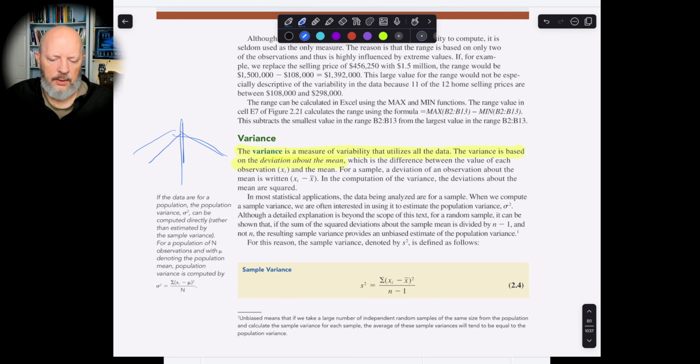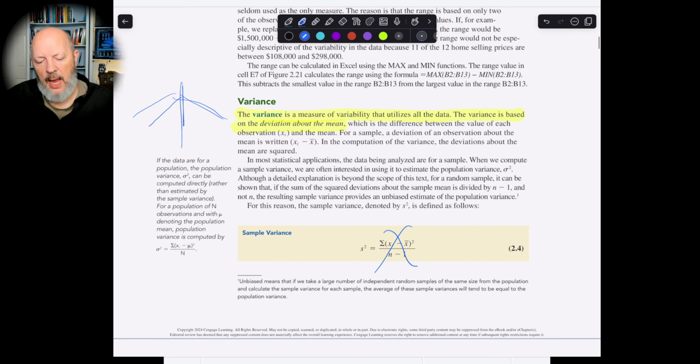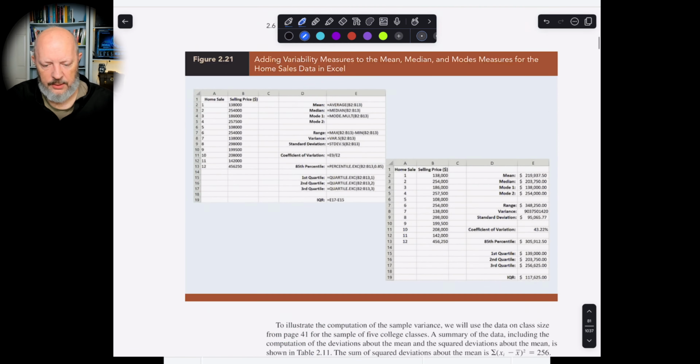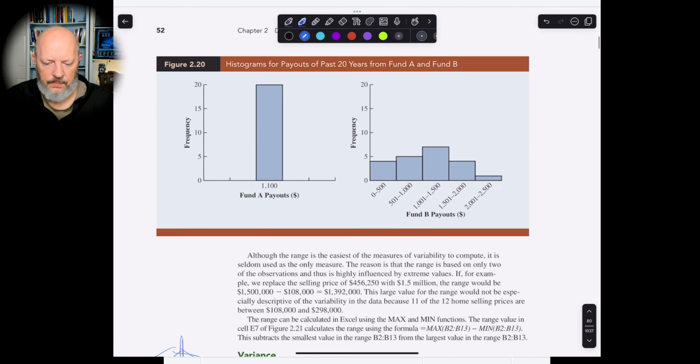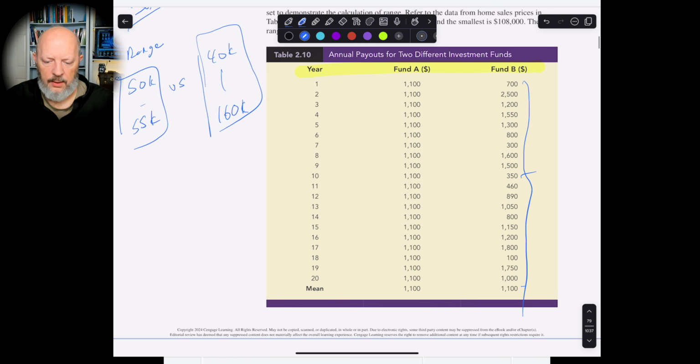Variance is a measure of variability that utilizes all the data. So variance is a deviation about the mean. Again, we don't need to know the formula. But variance is, let's see if we got a good picture of variance. We don't. So here's kind of your variance. If the average is 1,000 here, I can go through and look at where these are away from 1,000, and that's kind of my variance.